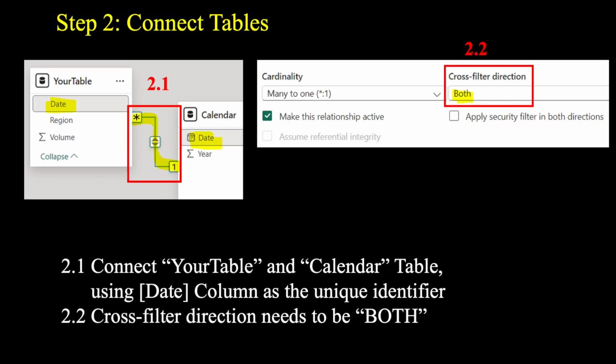And then on step 2, we need to connect your original table with the calendar table we just created in step 1 using the date column as the unique identifier. Also make sure the cross-filter direction needs to be both.